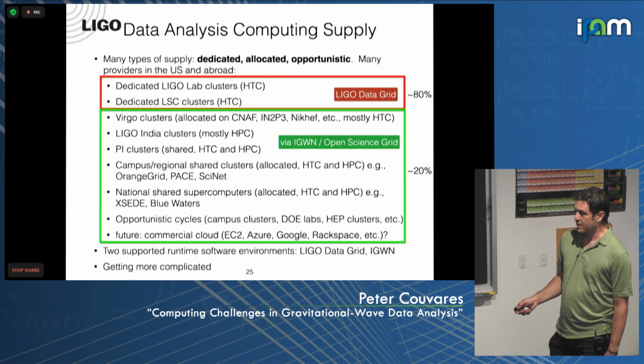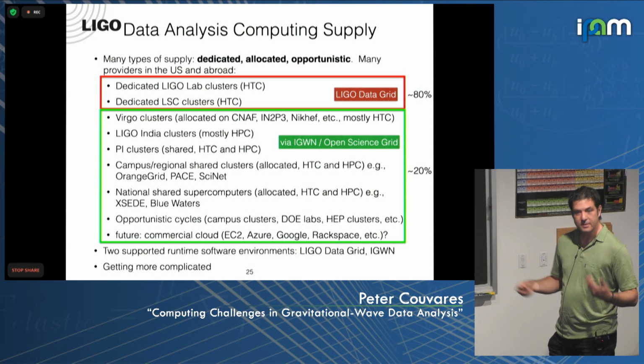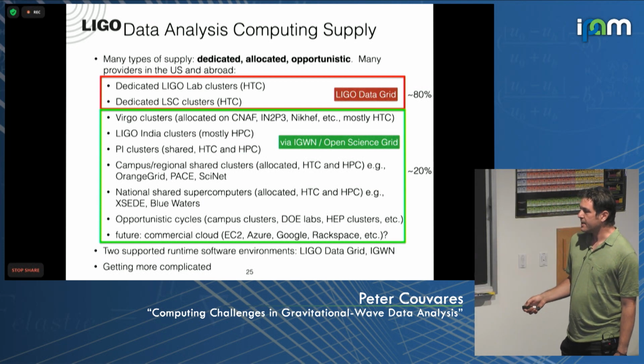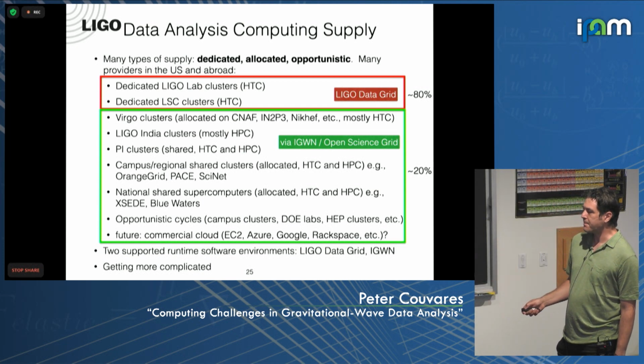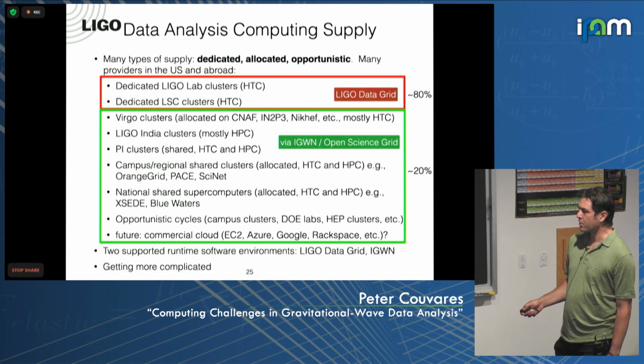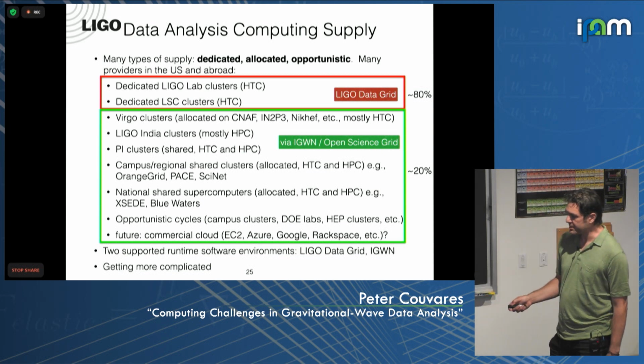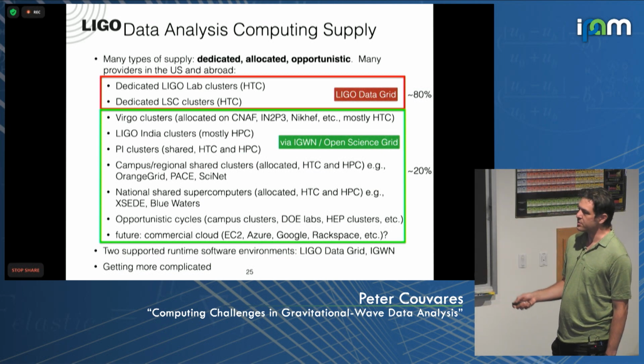We have opportunistic cycles, so there are campuses that have spare cycles that we piggyback on when they're not doing local work. DOE labs, high energy physics clusters, we get a lot of what we call backfill. So there are idle moments in those clusters, and we can run gravitational-wave jobs on them. And we have the technical capability to also use commercial cloud resources, but that's not currently part of our funding model, so it's not something we do in production. But essentially, they look like these resources.